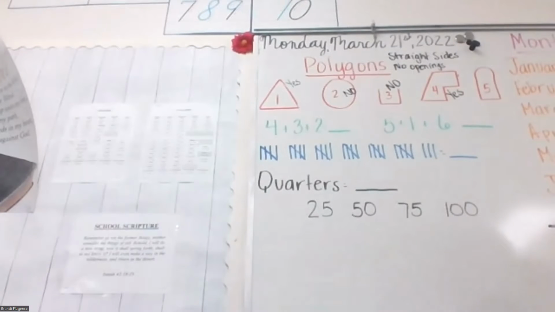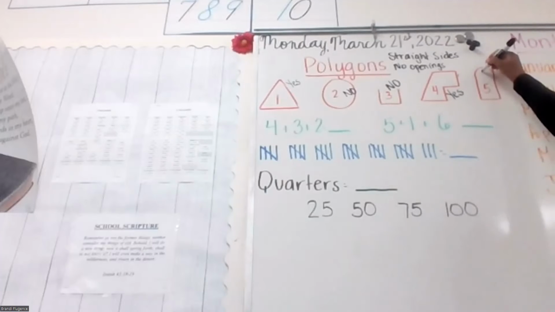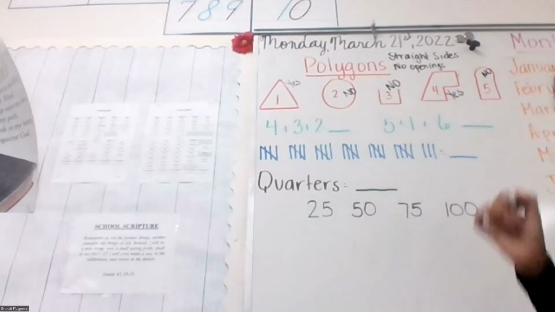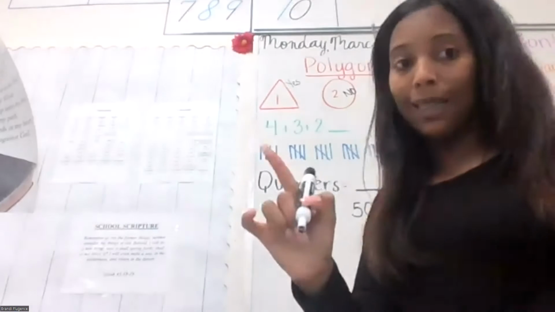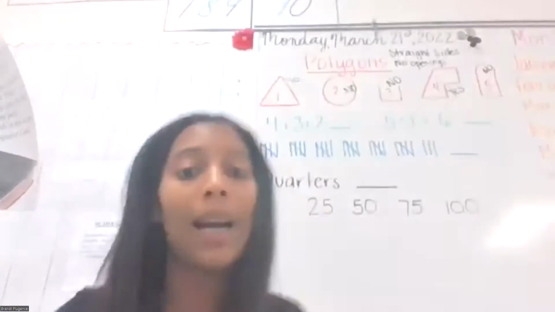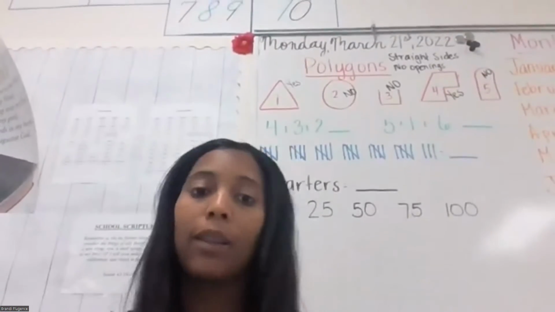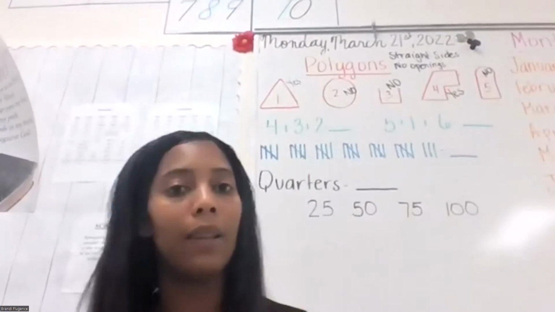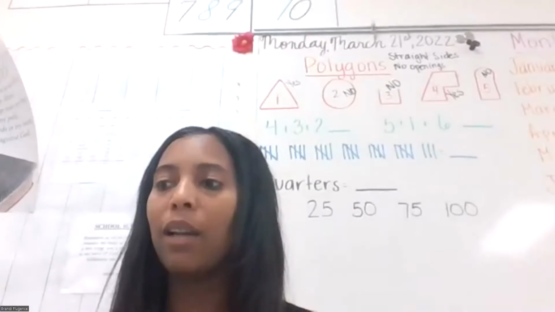And number 5. Does it have straight sides? No. Look at that curve up here. That's not straight. Does it have any openings? No. But is it a polygon? No. In order for it to be a polygon, it has to have both straight sides and no openings. It is not considered a polygon if it does not have one or the other. It has to have both. That's how you identify it.